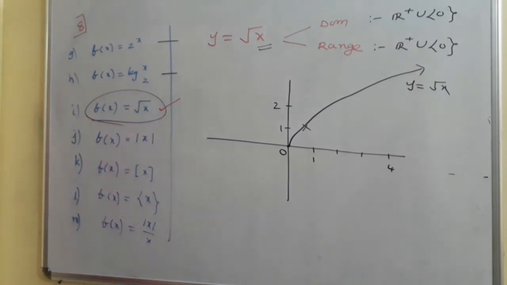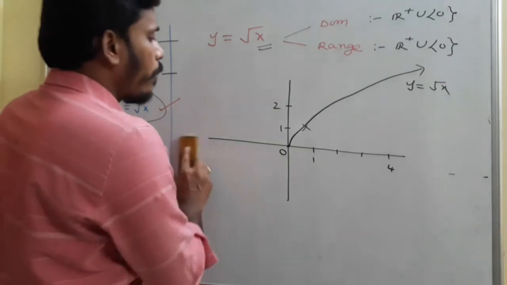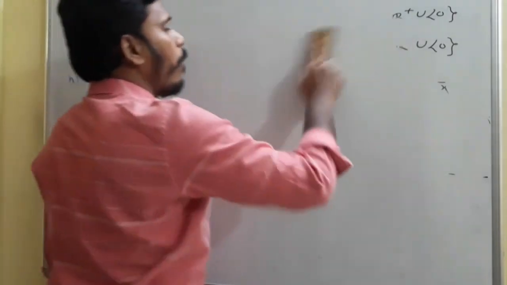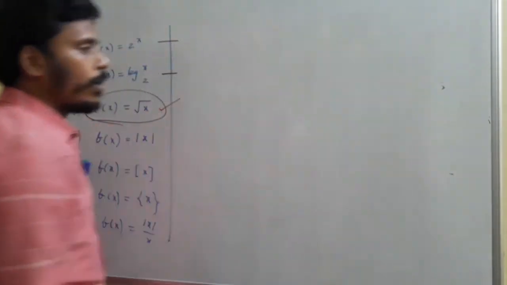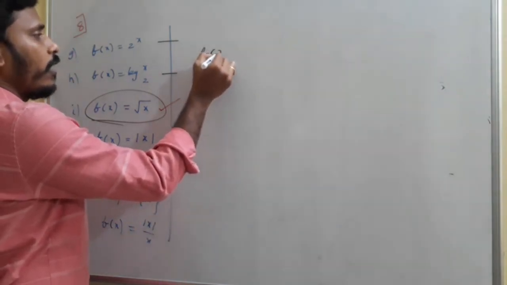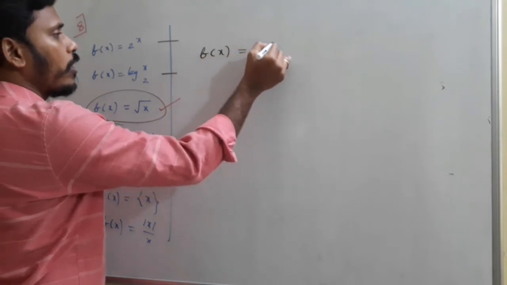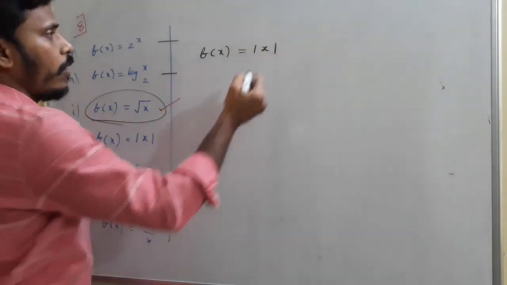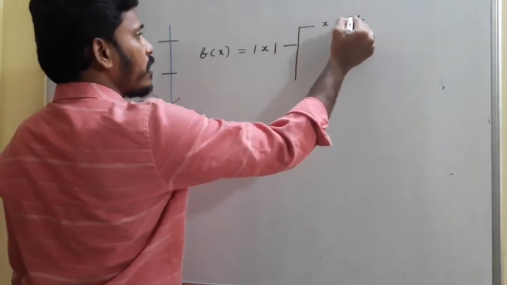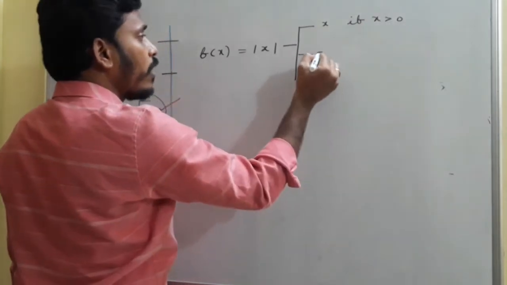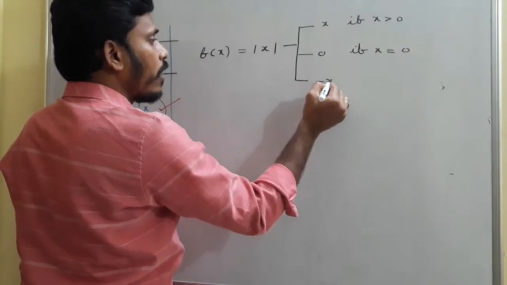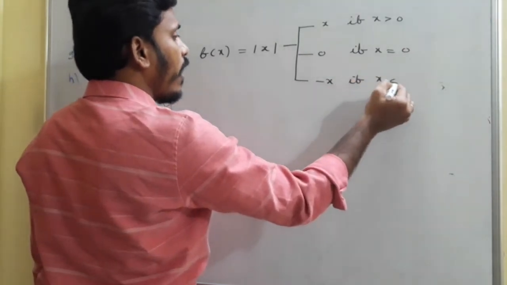Okay. And the next thing is what? f(x) = modulus of x. I think you all know the basic definition of mod x. Otherwise, I will give you the definition once and then I move on to the domain and range. You just look there. f(x) = modulus of x. What is its definition? Modulus of x is x if x is positive. Modulus of x is 0 if x = 0. Modulus of x is minus x if x is a negative number.